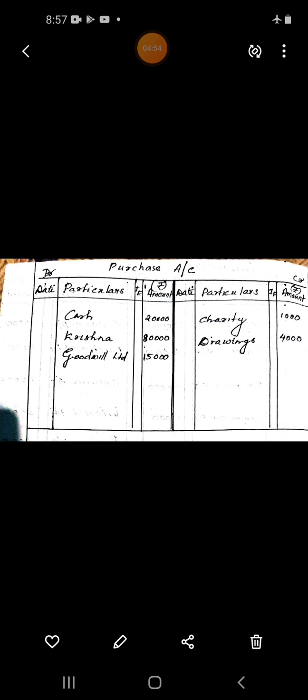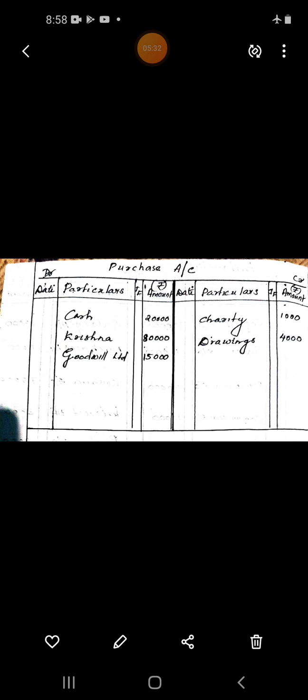Next, purchase account. Items on debit side are cash account 20,000, Krishna account 80,000, Goodwill Limited 15,000. Credit side there are two items, charity and drawings. Charity 1,000, drawings 4,000. Debit side total 1,15,000. That is the sum of 20,000, 80,000 and 15,000, which equals 1,15,000.